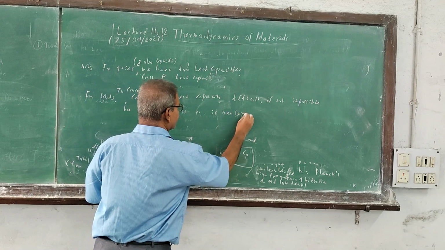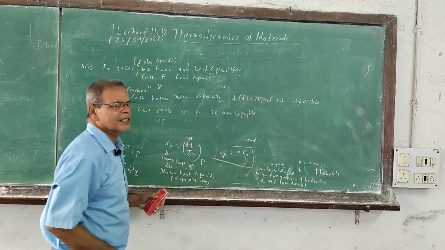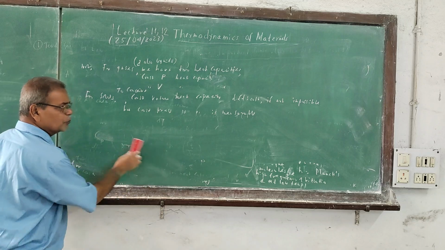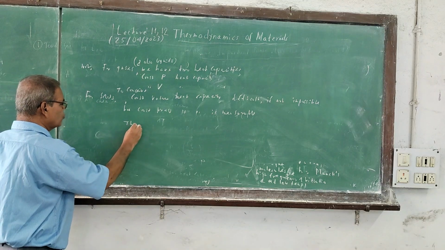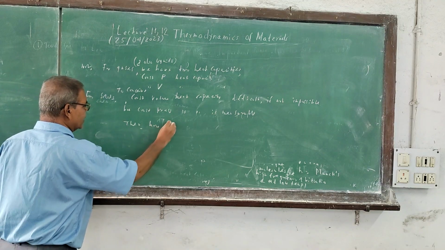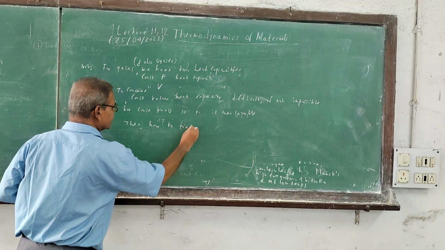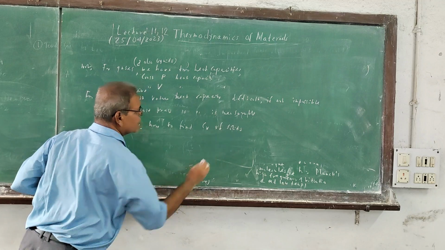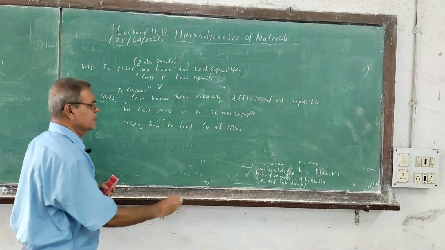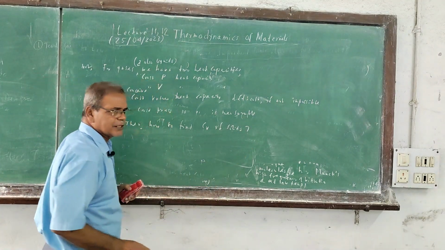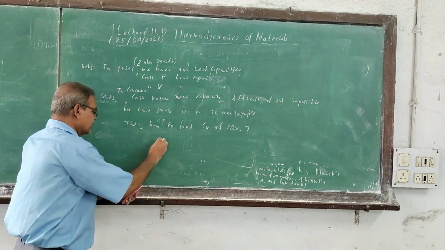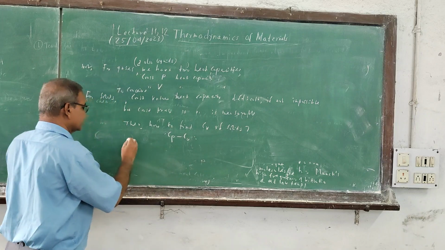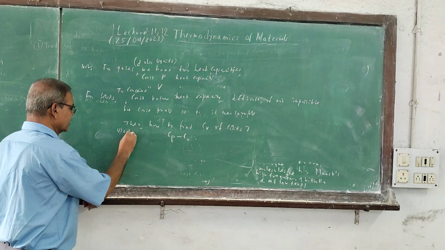Now the question is, sir, how to get Cv of solids? How to find Cv of solids, sir? I will give you the solution. You know, there is a nice relation, Cp minus Cv. Use this relation.